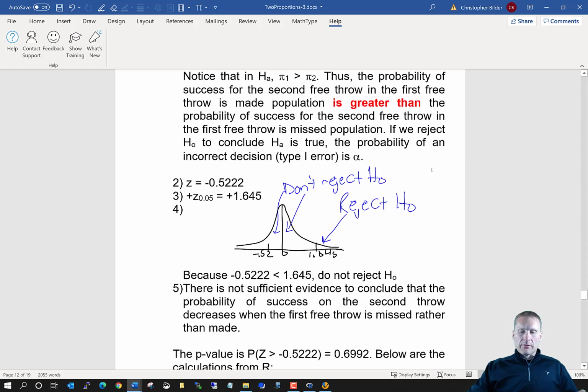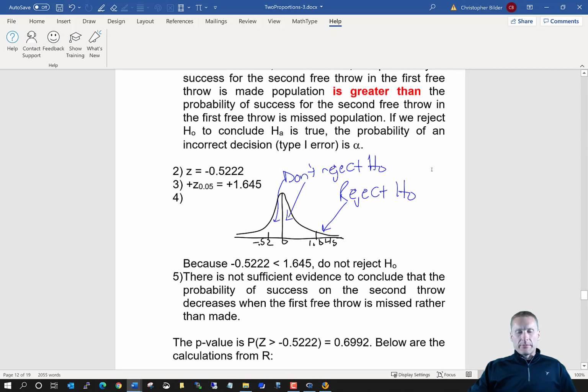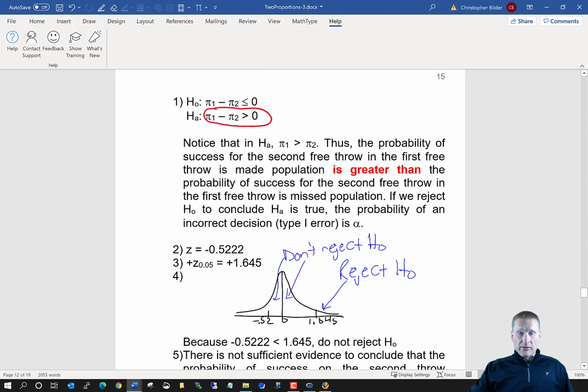Okay, so let's say we did the test that way now. So this is a right-tailed test. Our test statistic, though, is negative 0.52. Our critical value, since it's a one-tailed test, a right-tailed test, is the positive critical value. And since it's a one-tailed test, I do not divide alpha by 2. I just have an alpha there. And so I get a positive 1.645.